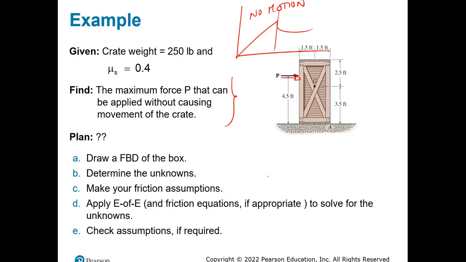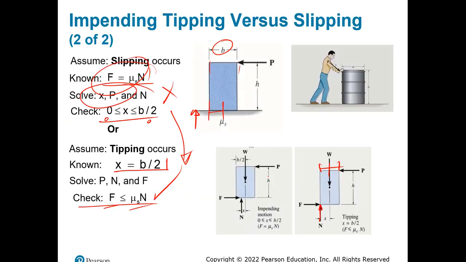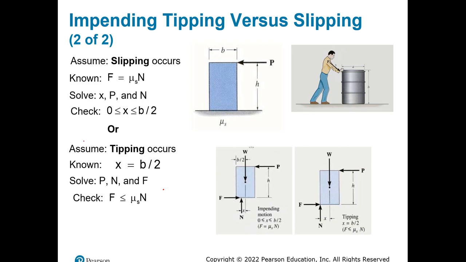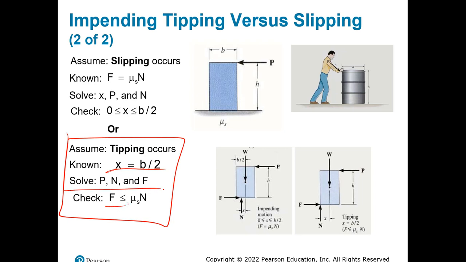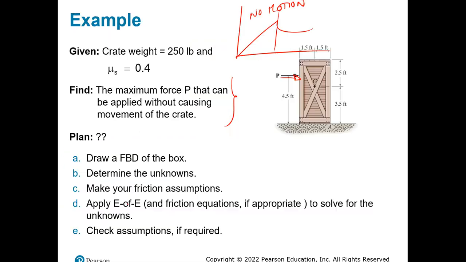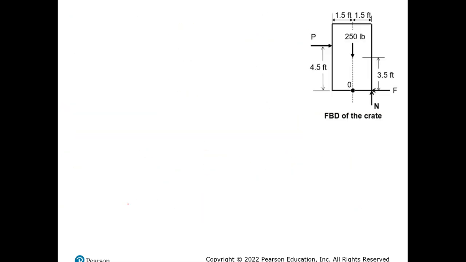If I go back again for this, tipping occurs, this is what I will assume. I will assume the location of X, I will solve the equations, and I will only check that the frictional force is not more than its maximum. So if I do that, this is my assumption. My normal force is right at the edge.